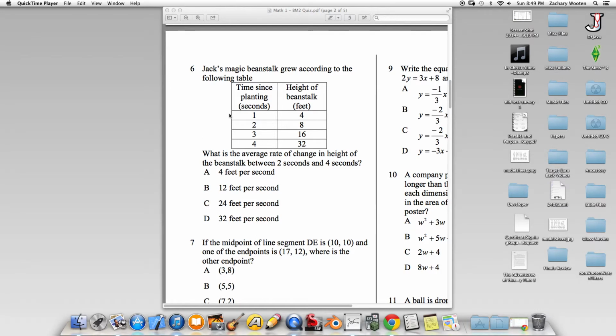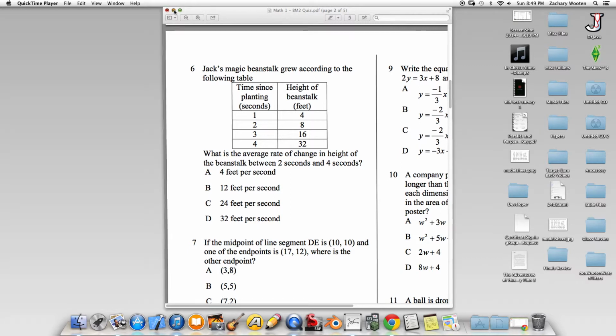Question number 6 says Jack's magic beanstalk grew according to the table, which gives all the different times and the heights at each time as far as how tall the beanstalk was. So the question is, what's the average rate of change in height of the stalk between 2 seconds and 4 seconds? So we're looking at a couple different values here. We want to know the average rate of change between 2 and 4 seconds.